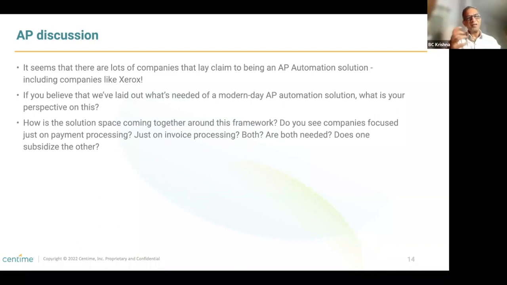Yeah, so we can't really separate these two. And I think the key point here is that, in as much as some businesses might want to separate these two out, it really makes a lot of sense to consider AP as the end-to-end process taken from invoice processing through to payment processing.